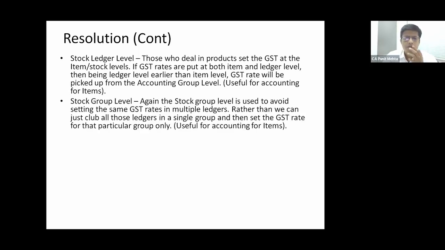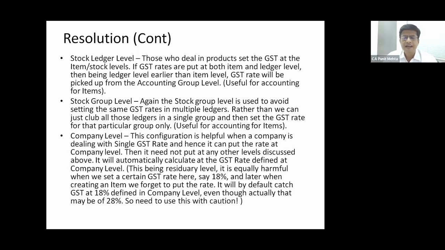And if you have not mentioned anything at the stock item level, it will take it at the stock group level. And if not at any of these, then at the company level. So this is the hierarchy. One needs to understand how Tally behaves. If you understand this hierarchy, most of the errors you have seen in HSN and GST rate evaporate. So the company level is the last.